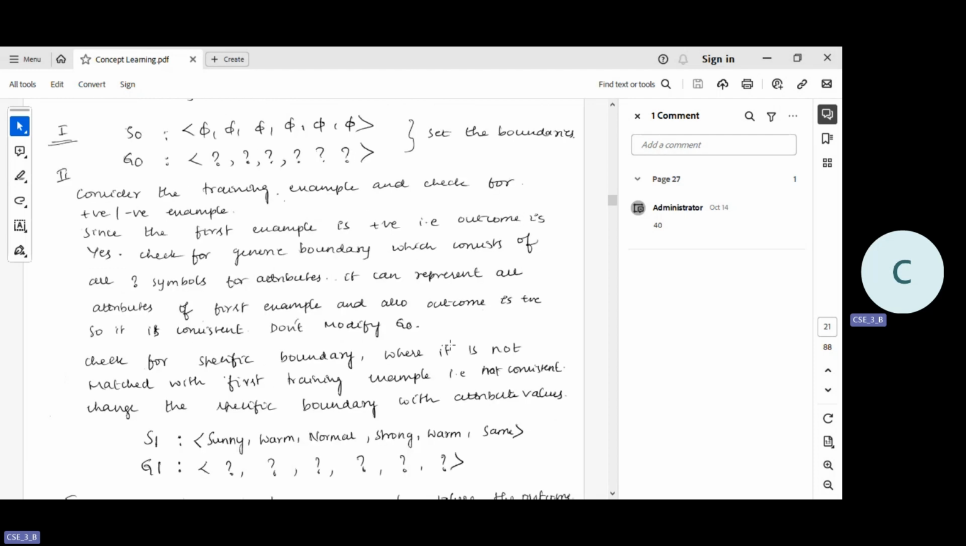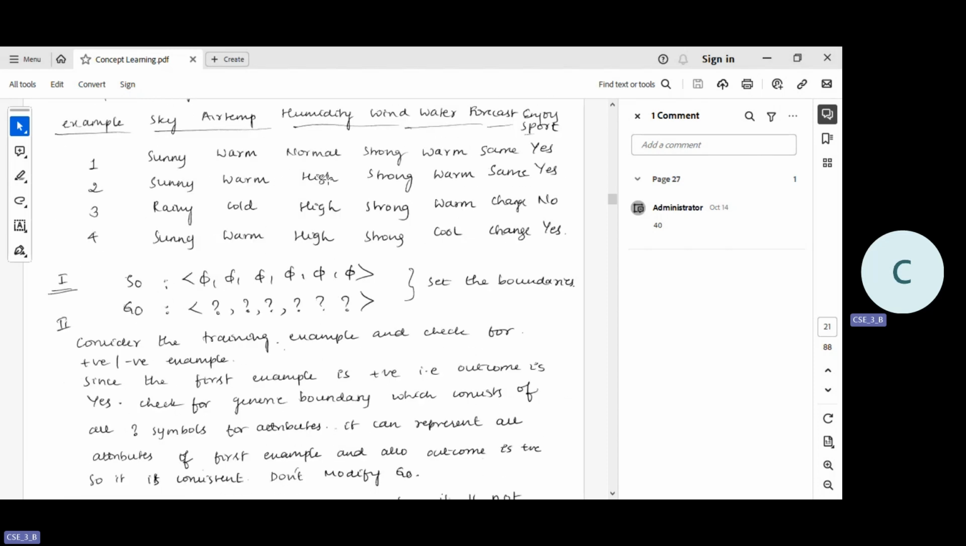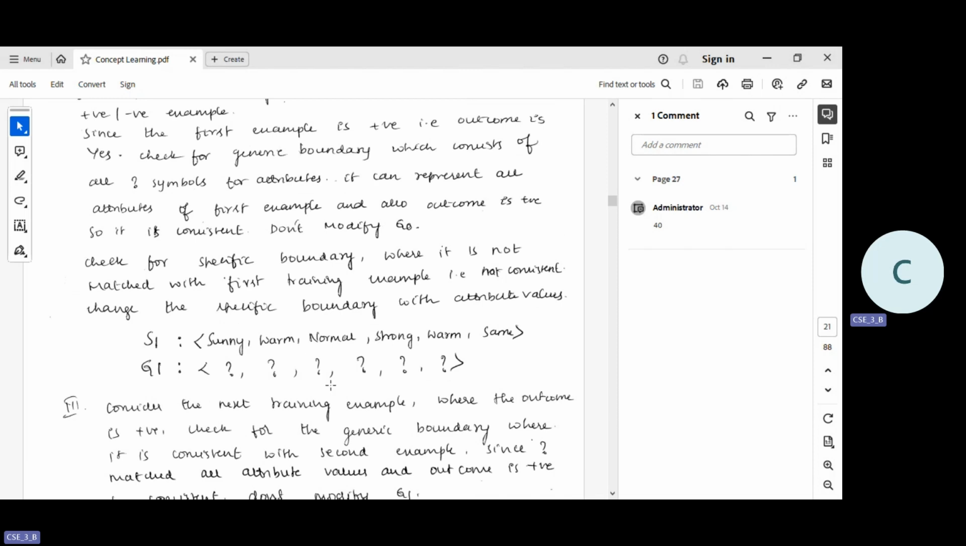And here it is warm, no change, and here it is same, and here again it is same. So only this particular attribute value is modified, that is, we are replacing this normal by the question mark, so that it can represent the normal as well as the high value. So in this case, we can see the change with the other attribute value, the attribute value high, so we are representing it with the question mark.